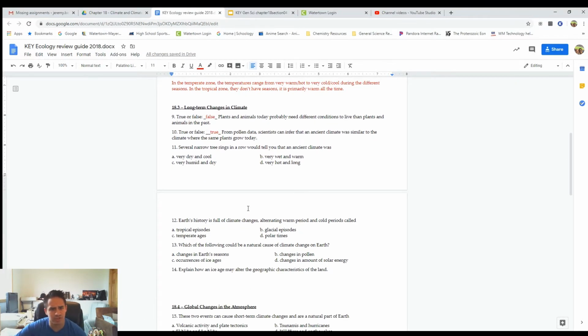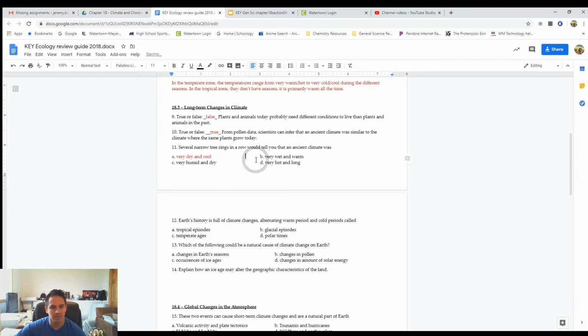Number 11, several narrow tree rings in a row would tell you that an ancient climate was. So if there are several narrow tree rings, that means that the tree probably was not growing very well. So that climate was probably very dry and temperatures were low. So it's going to be A, very dry and very cool.